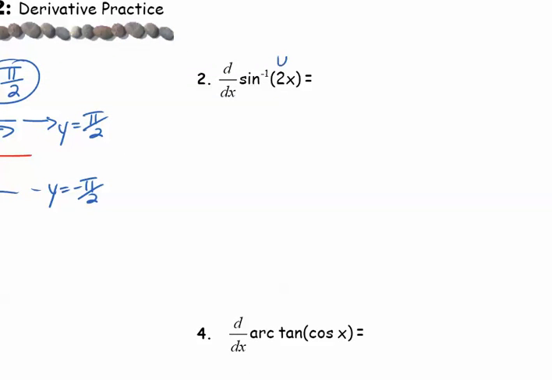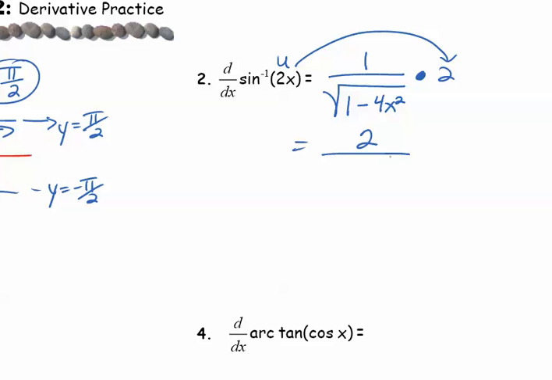So this is our glob here of u, so don't forget the chain rule. The derivative of inverse sine is 1 over the square root of 1 minus that glob squared, and then we need to do a chain rule on that 2x glob, so that would be a 2.